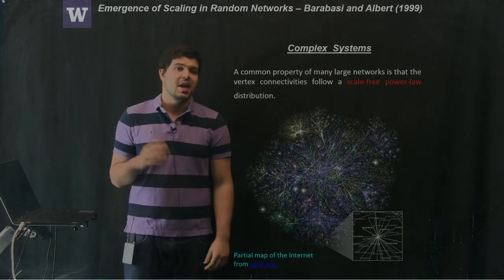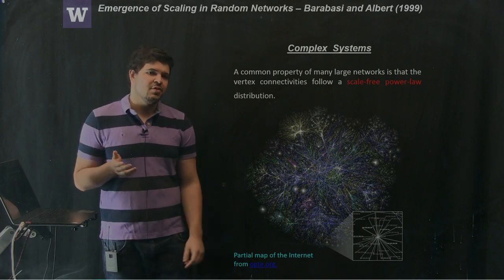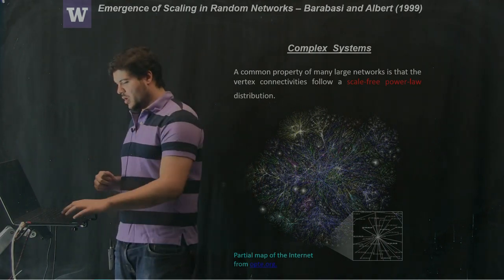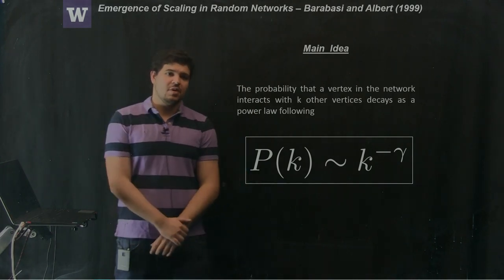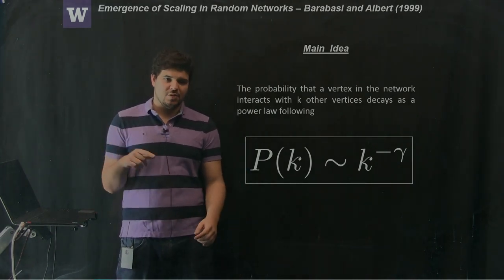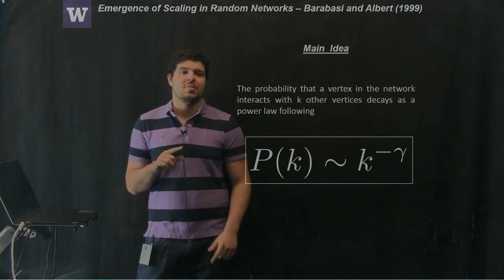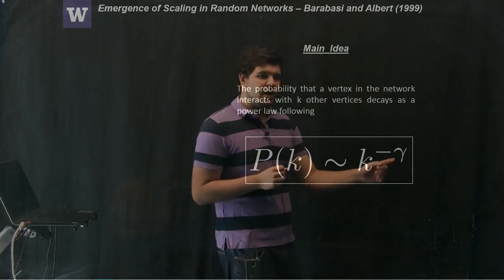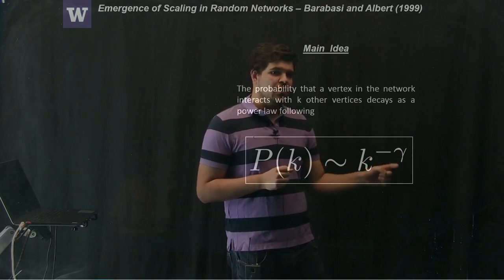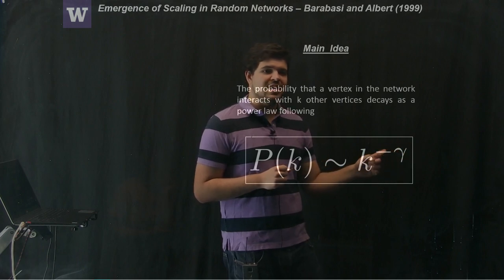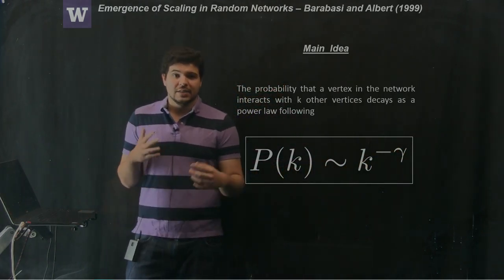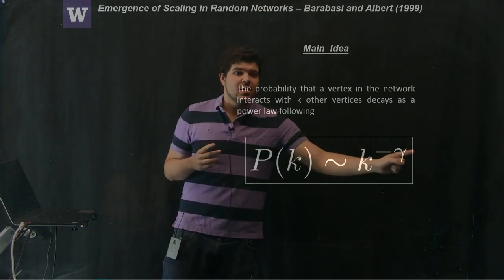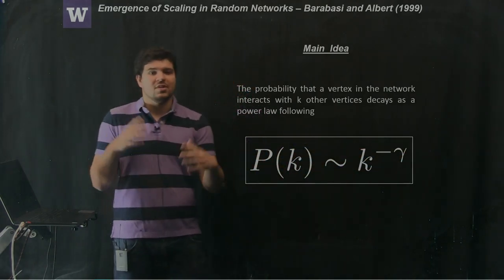A common property of many large networks is that the vertex connectivities follow a scale-free power law distribution. So what does that mean exactly? Okay. The main idea of the paper is that the probability that a vertex in a network interacts with k other vertices decays as a power law of this type. And by scale-free they mean there are no other scales interacting with this power law. So it doesn't depend on the size of the network, it doesn't depend on the time in which the network is evolving, right? That is what scale-free means. It doesn't depend on k, it doesn't depend on time, it doesn't depend on anything, okay?